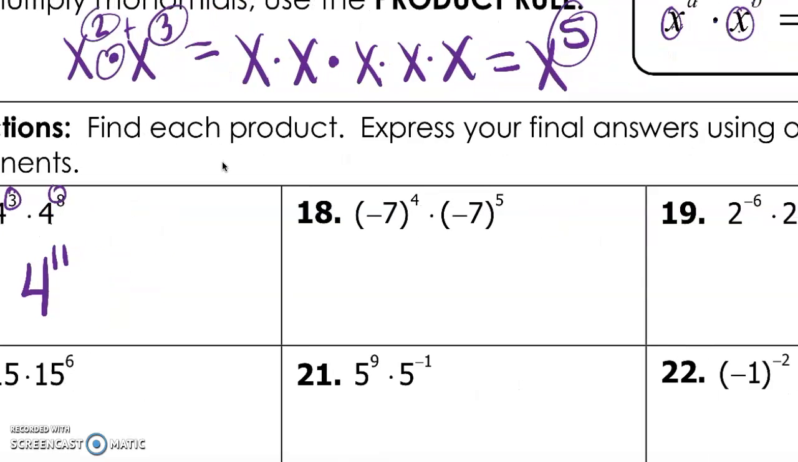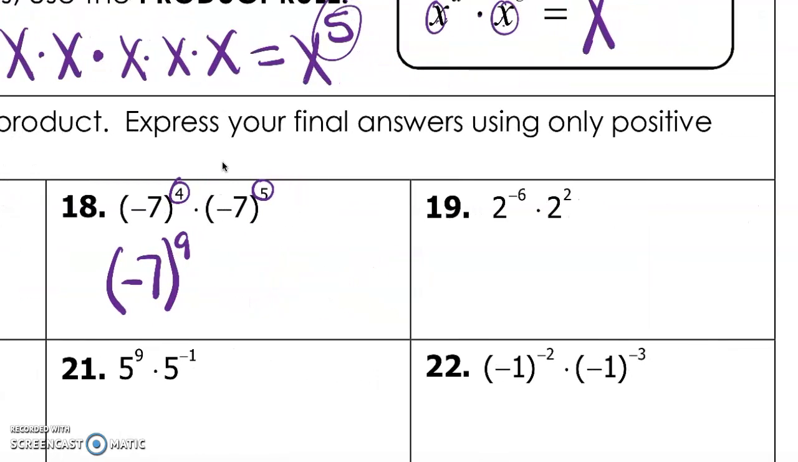Number 18, you leave the -7 in parentheses. 4 plus 5 is 9. So -7 in parentheses to the 9th power. Number 19, the 2 stays. We do not make it 4. -6 plus 2 is -4.